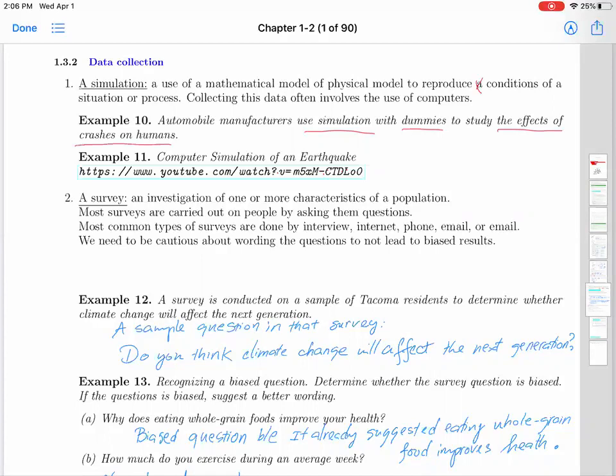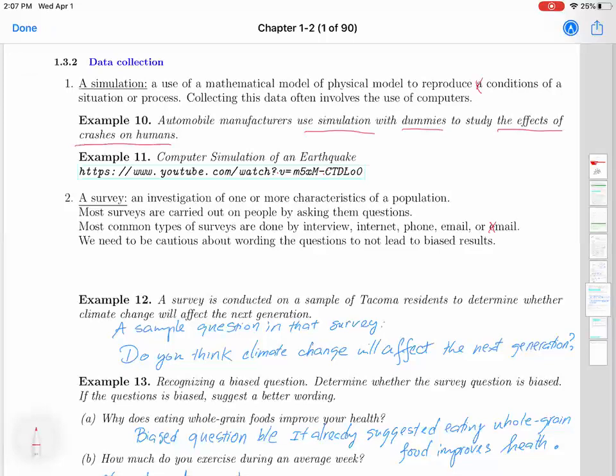The second method is the survey. A survey is an investigation of one or more characteristics of a population. It's a very popular method that a lot of people use to collect data. Most surveys are carried out on people by asking questions to collect responses. The most common types of survey are done by interviews, internet, phone, email, or mail. Should be just mail. All right.